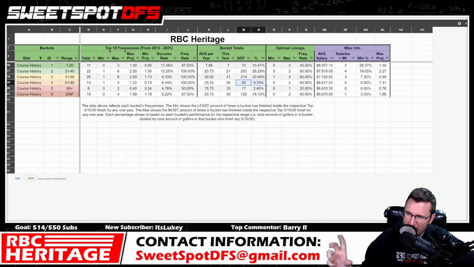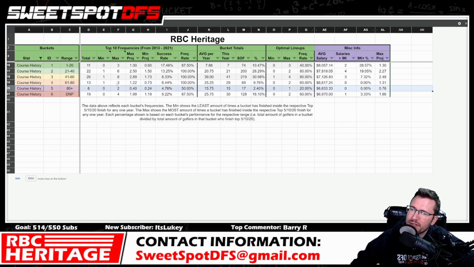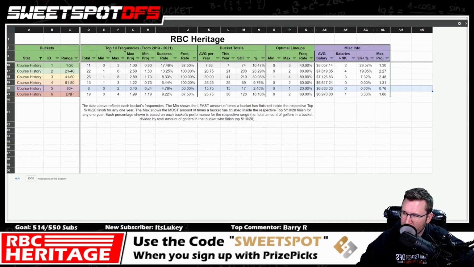Not super high with strength of field points, but a nice number in 69. 0 to 2, yeah, I mean, we normally see 1, but it's just not looking super great this week. Course history 5s, 0 to 2 is technically the projection, but we're probably going to err on 0 to 1. And if you've never played this event before, guess what?